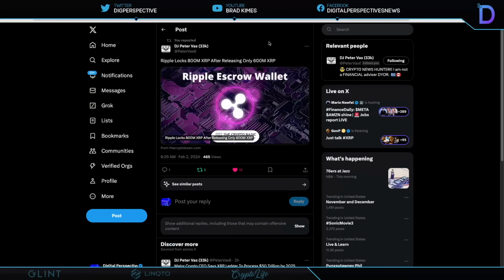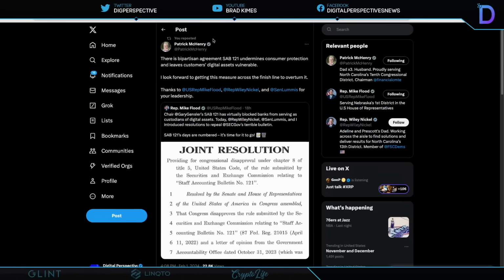Meanwhile, just to give everybody the refresher here, we know that on the first of the month we see an escrow release. Ripple locks up $800 million after releasing only $600 million. And this is just to understand that there's a release every month. They use a certain amount for operating expenses, expanding operations, and put the rest on the back end of the escrow account.